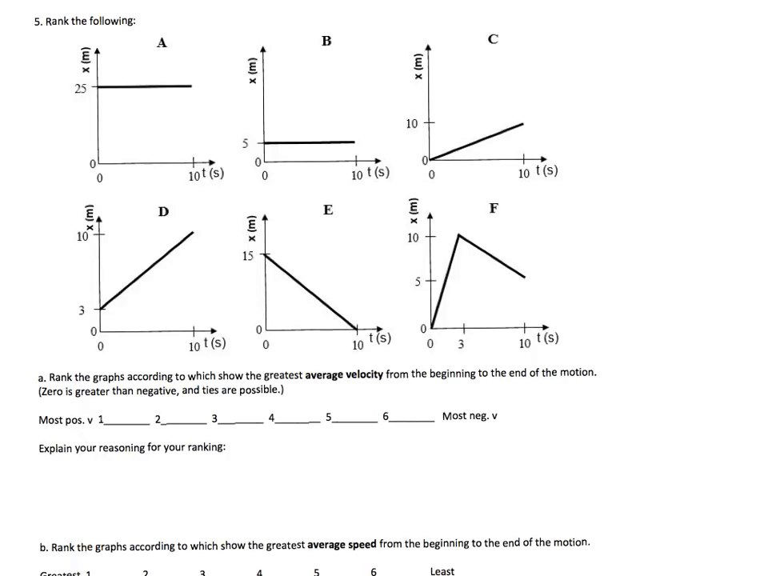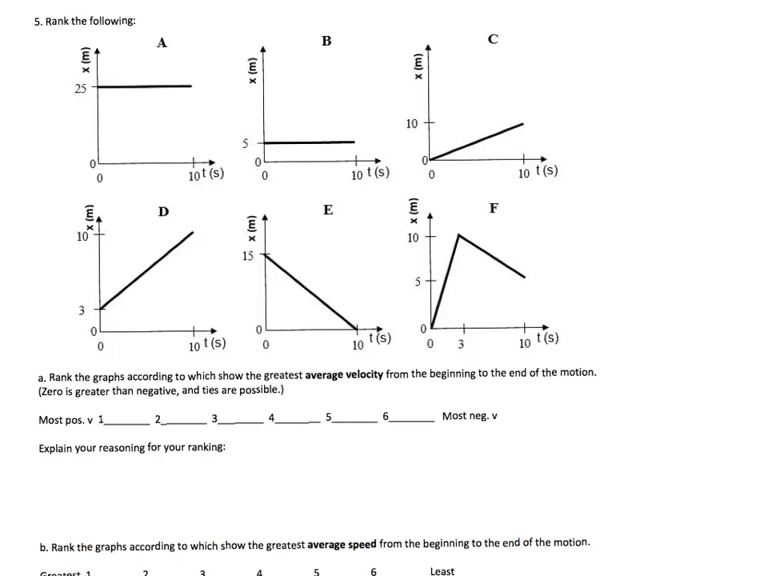Right here, I start at 0, I end at 10, so I went 10 meters in 10 seconds. I have 1 meter per second. Here, I went from 3 up to 10. I went 7 meters in 10 seconds. Here, I went from 15 down to 0, negative 15 meters in 10 seconds.